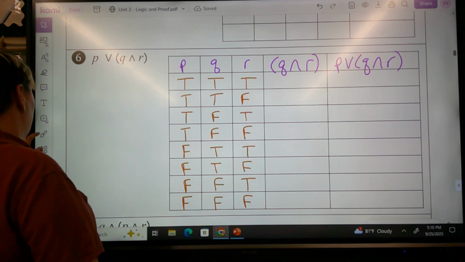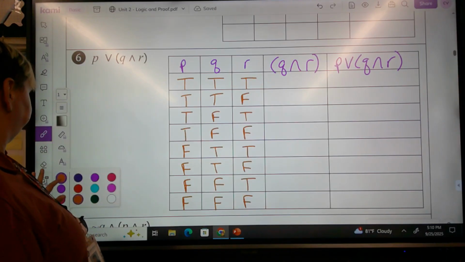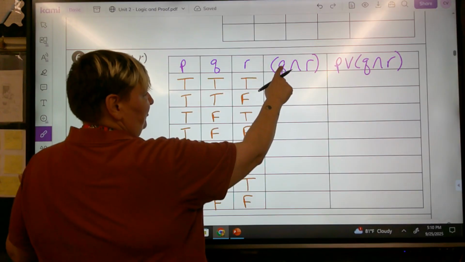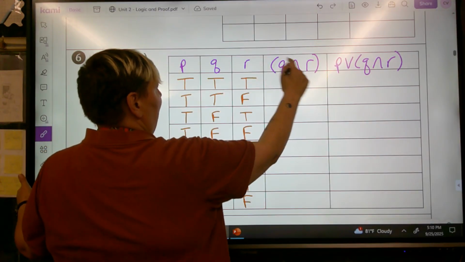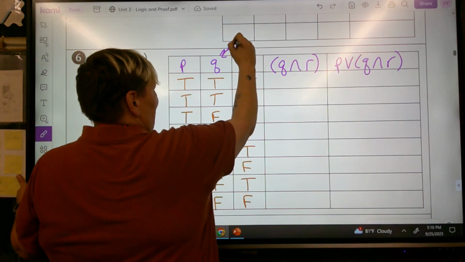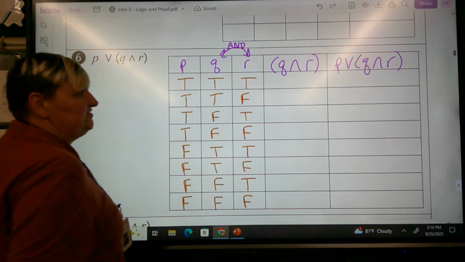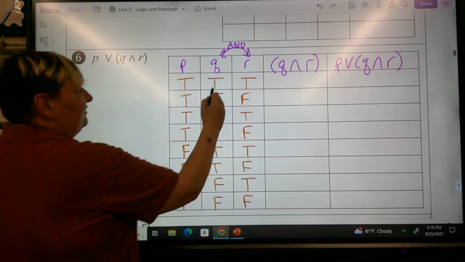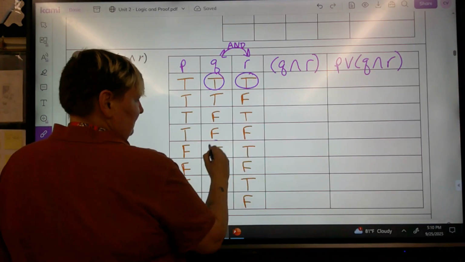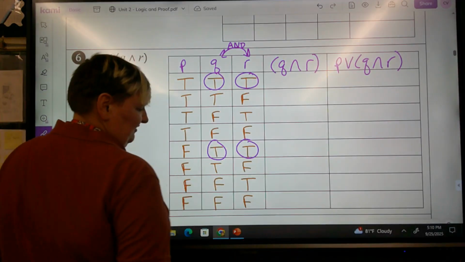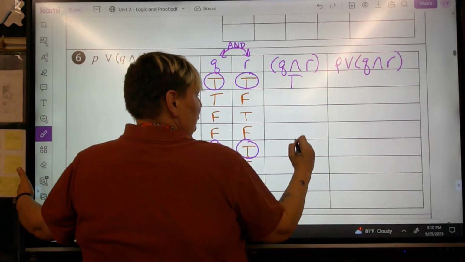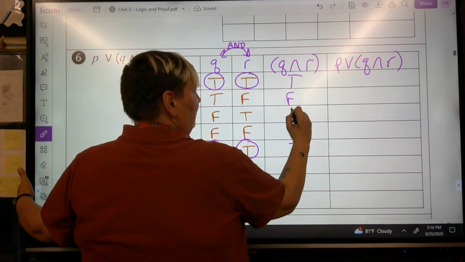All right? Now, you start by doing what's inside the parentheses. In the parentheses it says Q and R. So we're doing this one and this one, and it's an AND, which means both have to be true. This is both true. This is both true. And that's it. So that means these are true and the rest are false.